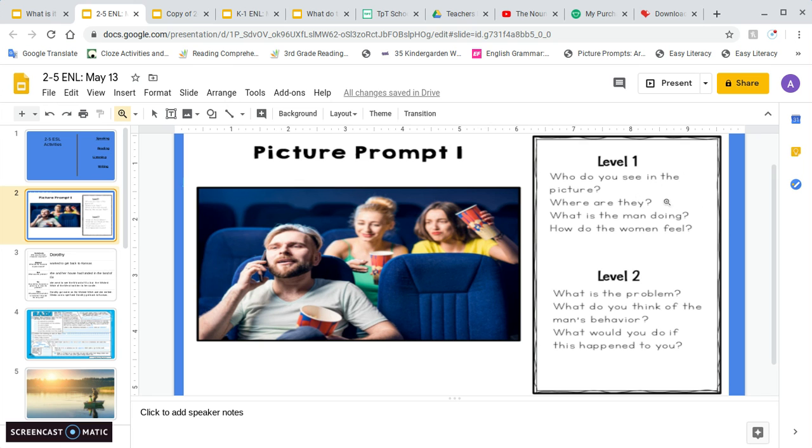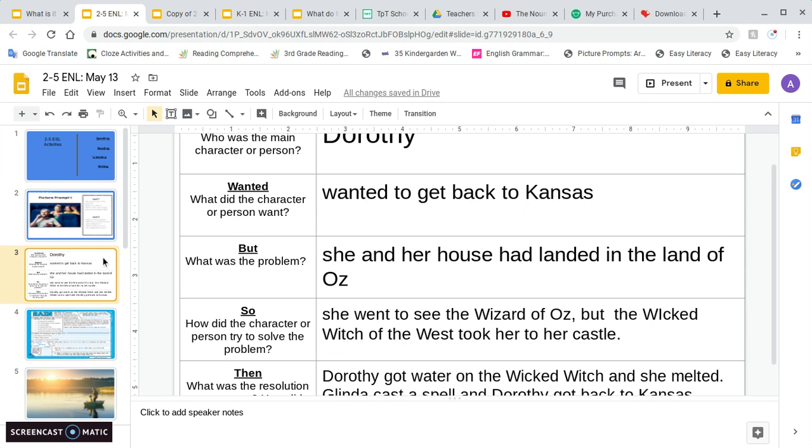What do you see in the picture? Where are they? What is the man doing? And how do the women feel? Okay, then level 2, what is the problem? In this picture, what do you think of the man's behavior? And what would you do if this happened to you? So you can share this with a sibling or an adult. All right, let me zoom back up.